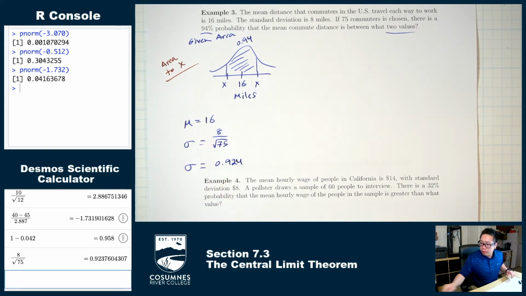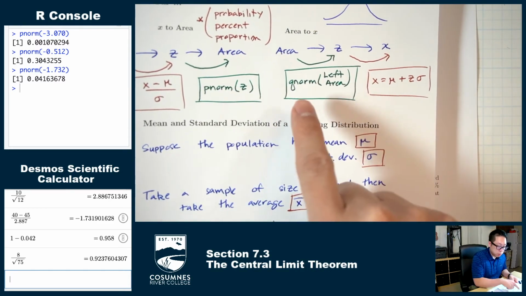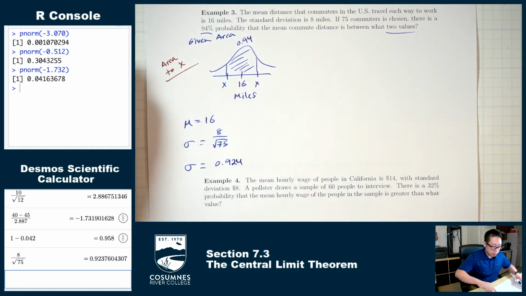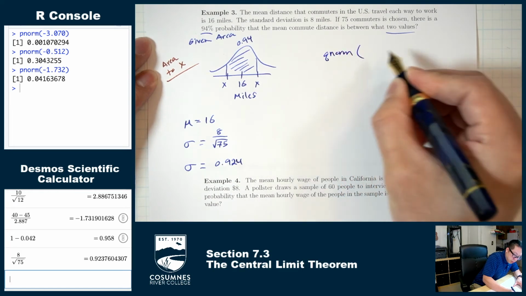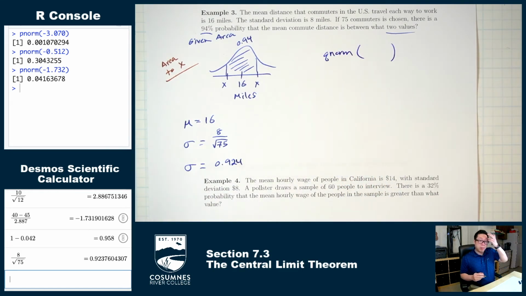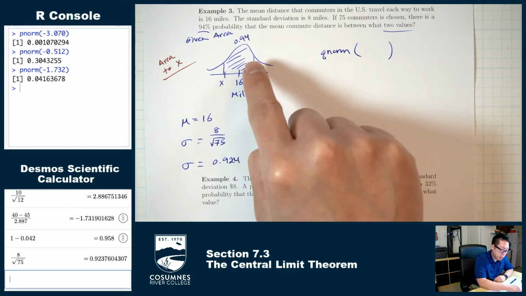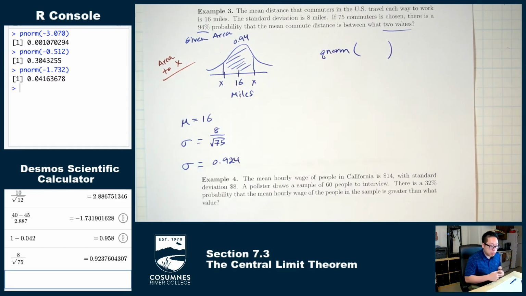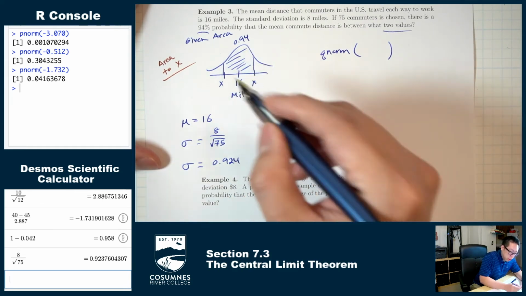All right, this is an area to x problem. First thing I need to do is q-norm the left area. Okay, so we'll q-norm the left area. What is the left area? Is the left area 0.94? No, right? 0.94 is the area in the middle. I want this left unshaded part here. Okay, so what I need to do here is 1 minus 0.94.